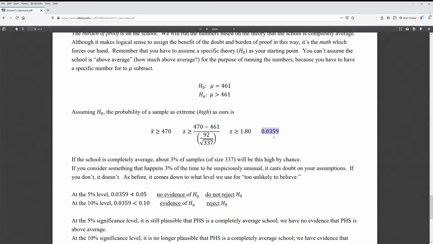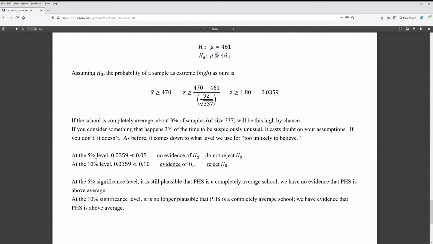Only this time we want the 0.0359 because it's a single alternative. It is the one tail area. It is the tail to the right. Assuming we're centered at 461, how weird is it to be 470 or more? 0.0359. Changes our perspective a bit from the previous problem.